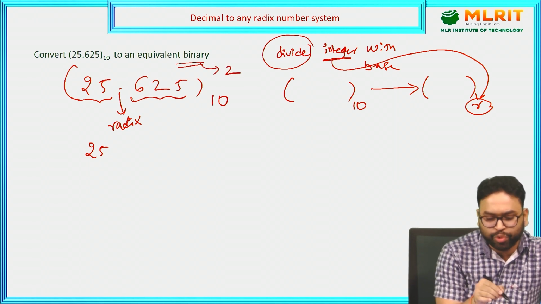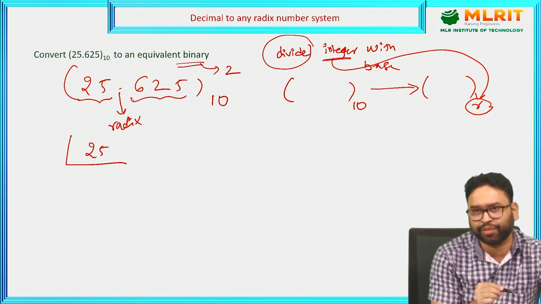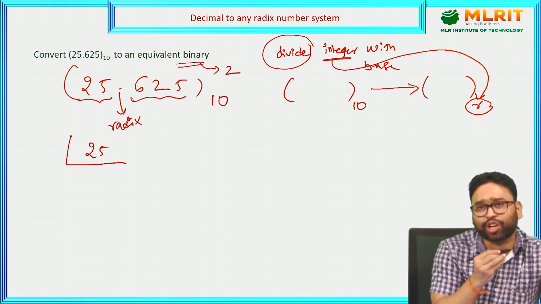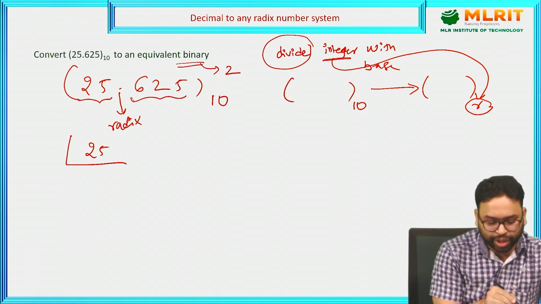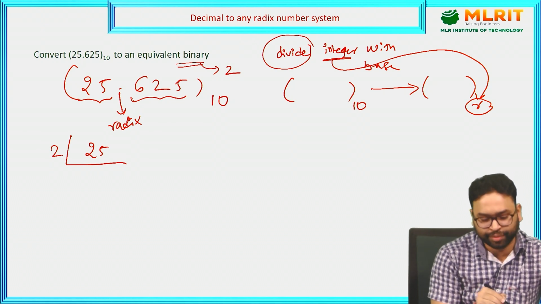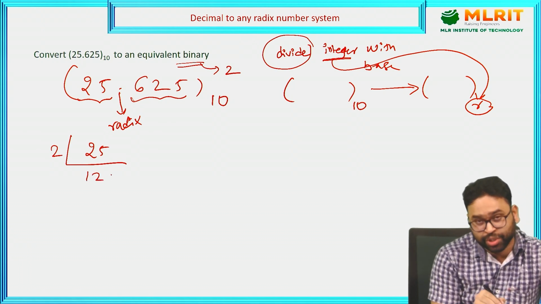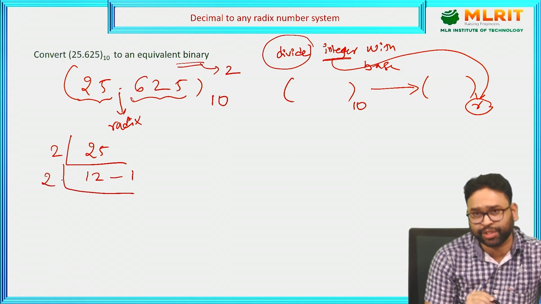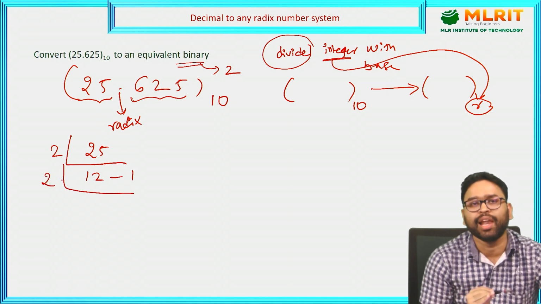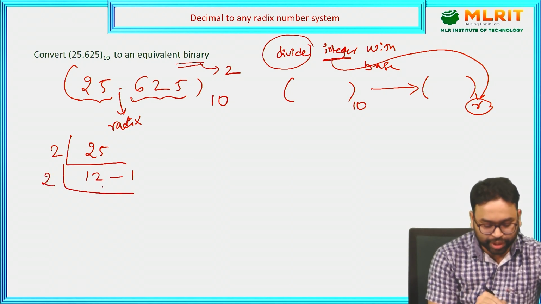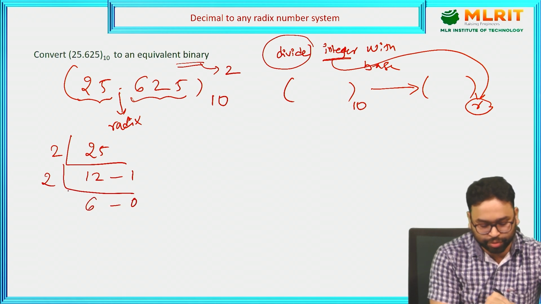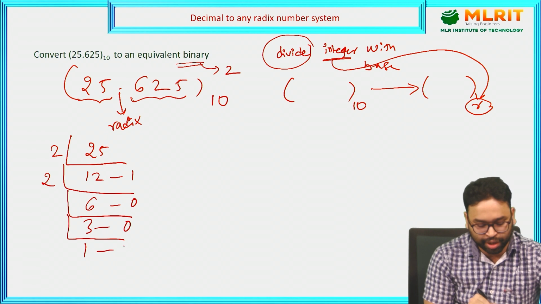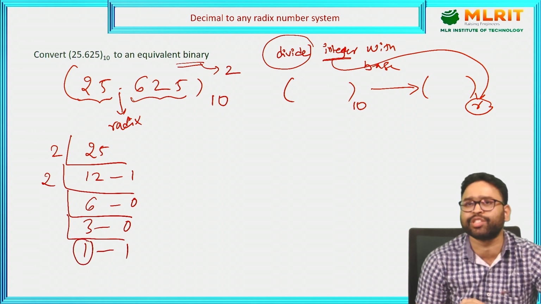That means you are supposed to divide the integer part 25 by 2 as long as the remainder value remains below 2. Let's divide: 2 12s are 24, and the remainder is 1. You need to continue the division till the value is less than 2. 2 6s are 12, remainder 0; 2 3s are 6, remainder 1; 2 1s are 2, remainder 1. Here the value is less than 2, so you can stop.